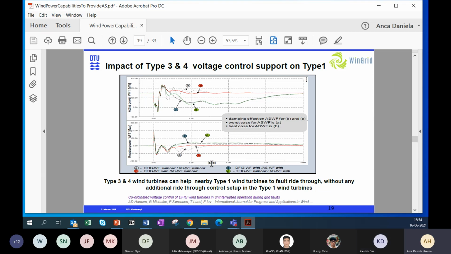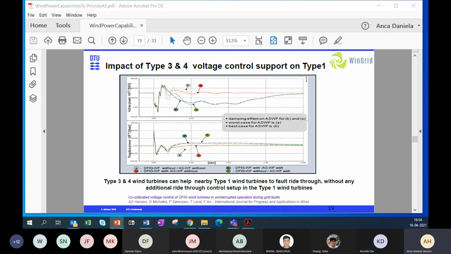And the best case here is clearly case B, where the wind turbine is equipped with voltage control, and you can see this both with respect to the active and reactive power.